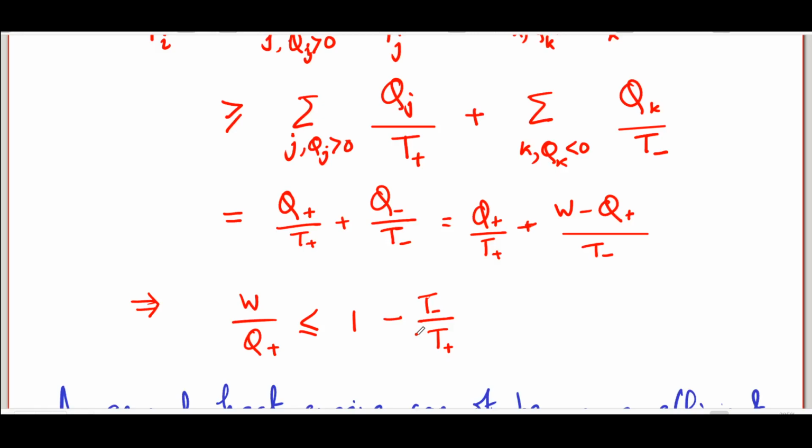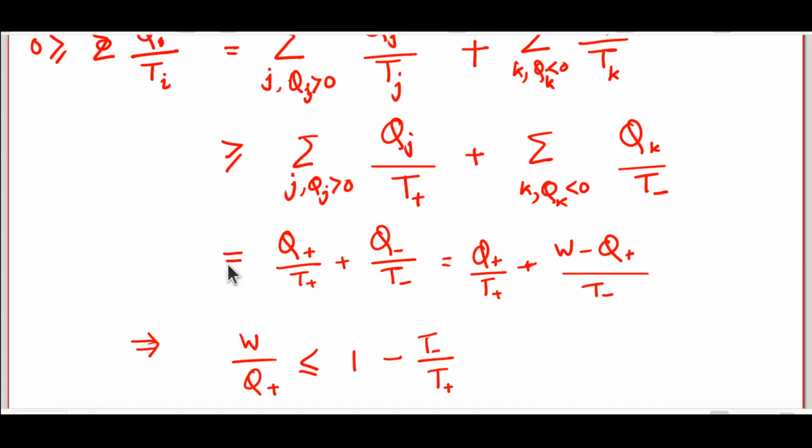So, not only is the efficiency of the cycle bounded above by the Carnot cycle efficiency running between the extremal temperatures, the extremal efficiency is obtained only for this Carnot cycle. For anything else, you will have a smaller efficiency. This is the generalized Carnot theorem.